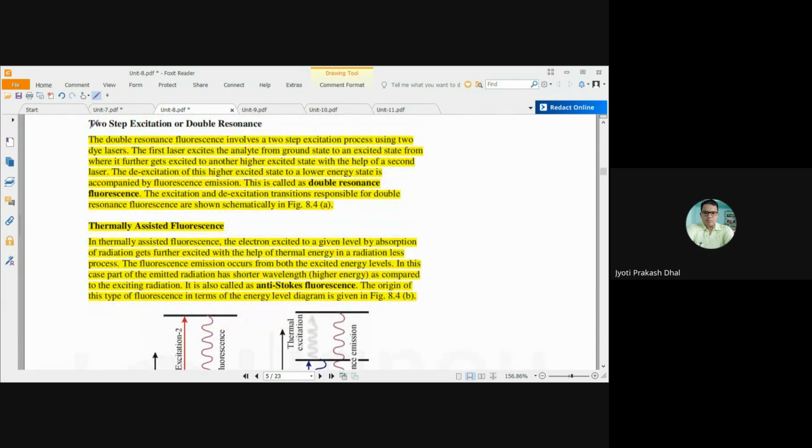And after that, two-step excitation or double resonance. The double resonance fluorescence technique involves a two-step excitation process using two dye lasers. The first laser excites the analyte from the ground state to a particular excited state, from where it further gets excited into another higher excited state with the help of a second laser, and the de-excitation of this higher excited state to the lower energy state is accompanied by fluorescence emission. This is called double resonance fluorescence.